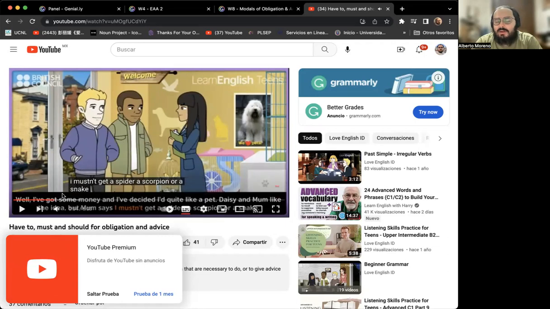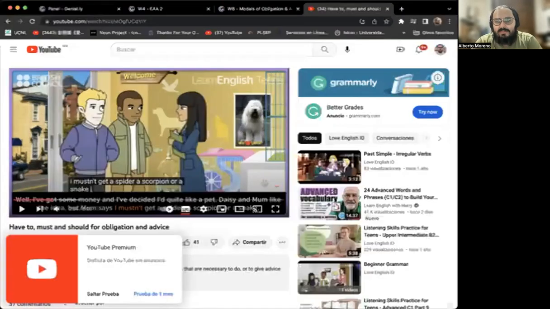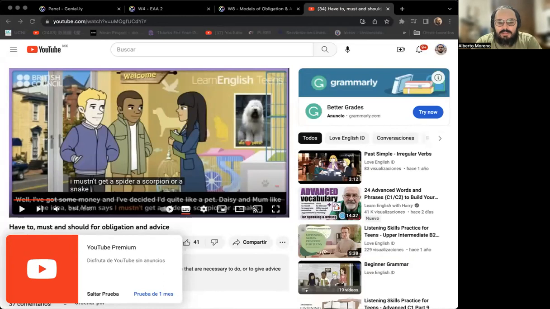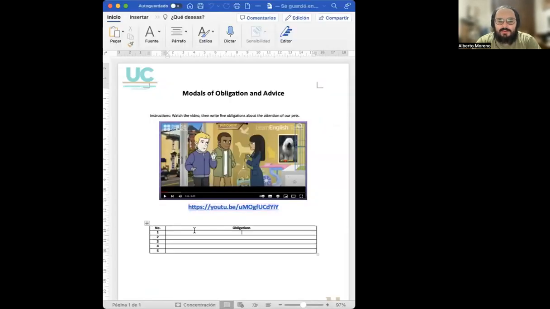Bueno, por ejemplo, aquí viene una oración. Dice, I mustn't get a spider, a scorpion or a snake. Esta es una oración que está utilizando los verbos modales de obligación o de consejo. Y me voy a la actividad. Déjenme voy aquí a la actividad. Y escribo. En la primera oración. I mustn't.